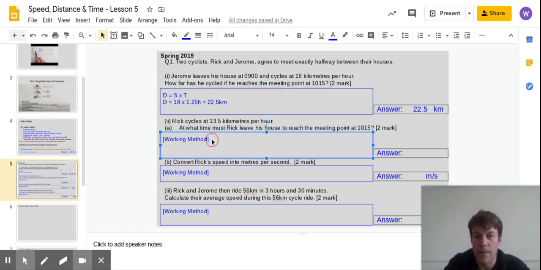Part 2. This is going to link. Rick cycles at 13.5 kilometers per hour. So they're giving us speed. At what time? So we need to work out time. At what time must Rick leave his house to reach the meeting point at 10:15? So I need to work out how long it's going to take Rick, and then take that off 10:15, which is when he needs to meet.